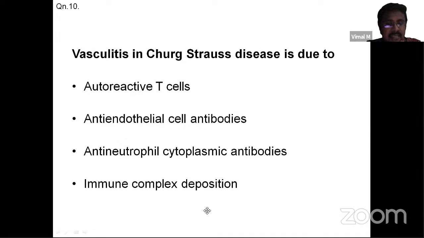The next question: vasculitis in Churg-Strauss disease is due to autoreactive T cells, anti-endothelial cell antibodies, anti-neutrophil cytoplasmic antibodies, or immune complex deposition. If you remember my flow chart, the first chart which I summarized about vasculitis, you will answer this question. What is the pathogenesis of this in Churg-Strauss disease?